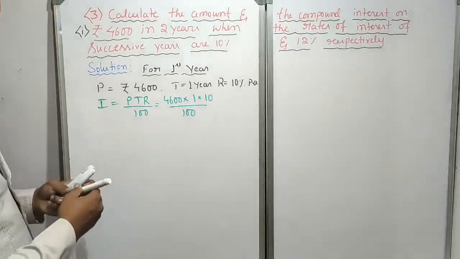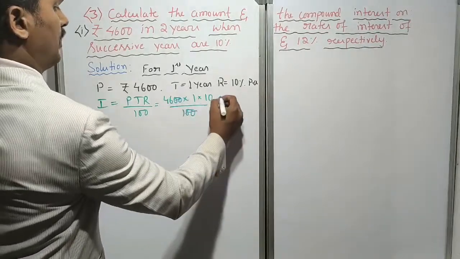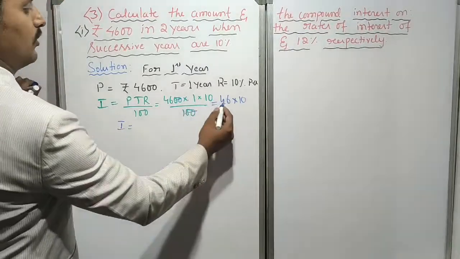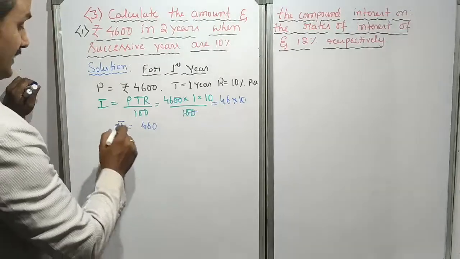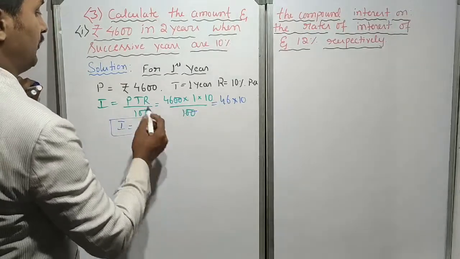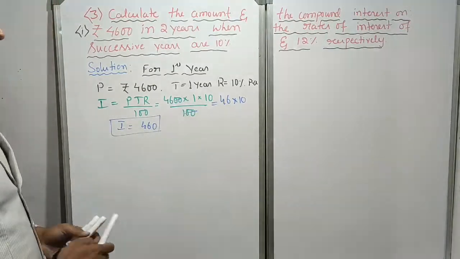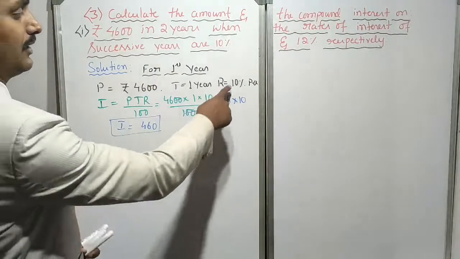What next step, dear children? See, here 20, here 20 cancel. 46 into 10. Then interest is equal to 46 into 10 became 460 only, dear children. The first year interest, how much I am paying, means 460 for 4,600 principal at the rate of interest 10%.